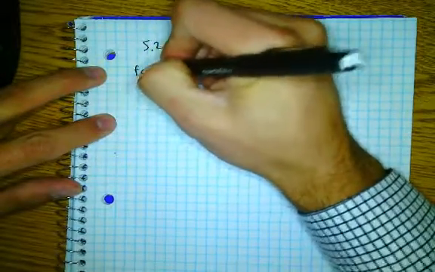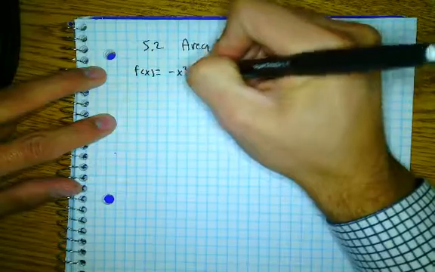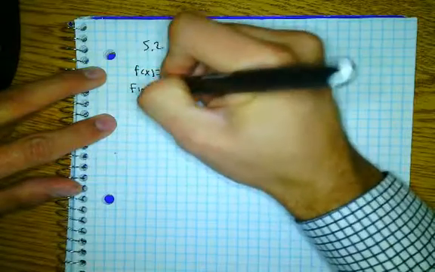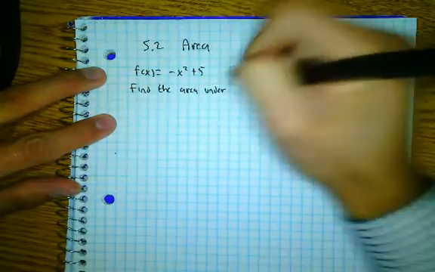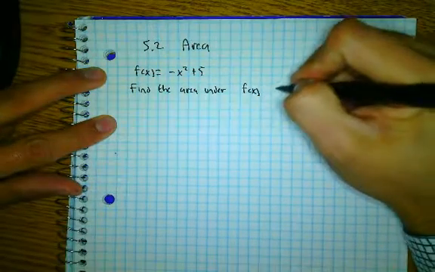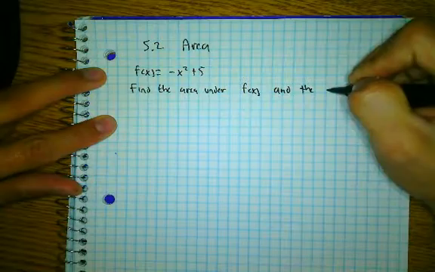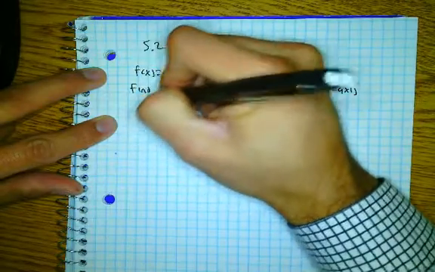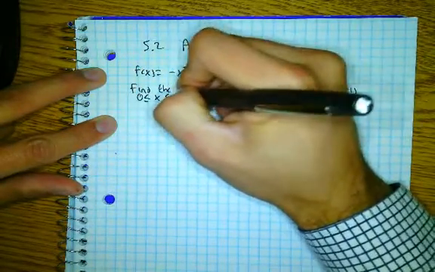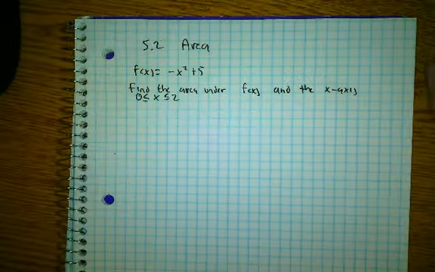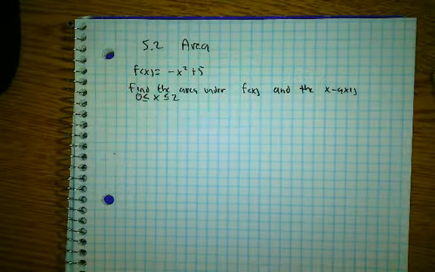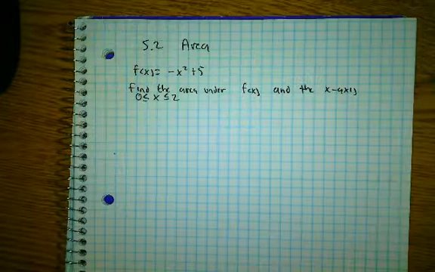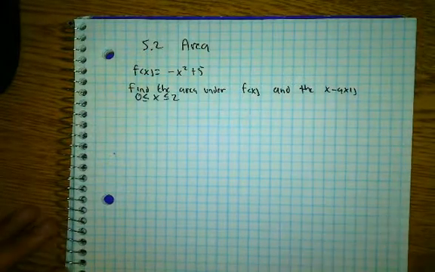Alright, so pretend you have f of x equals negative x squared plus 5, and I wanted you to find the area under f of x and the x-axis between 0 and 2. Okay? So you have f of x equals negative x squared plus 5. I want you to find the area under f of x and the x-axis between 0 and 2.